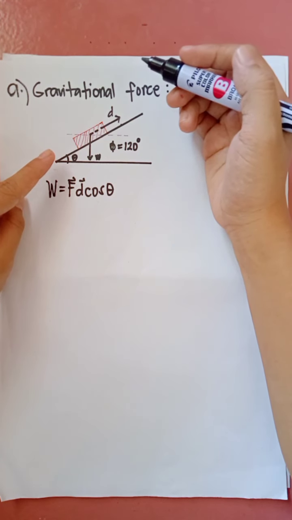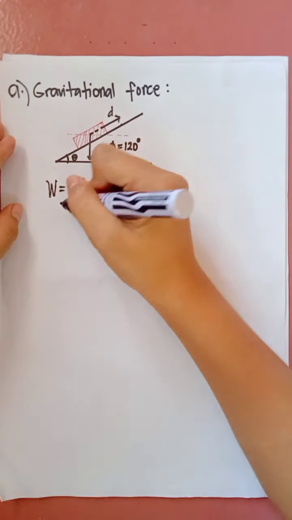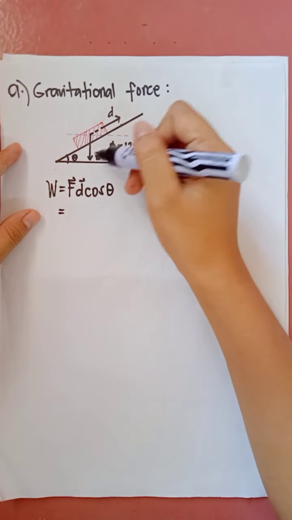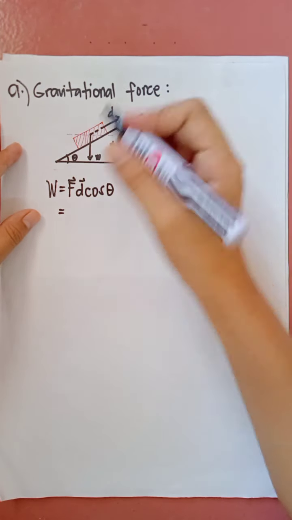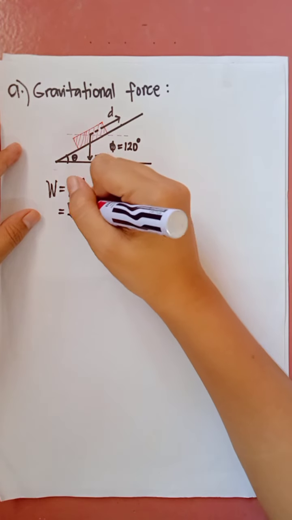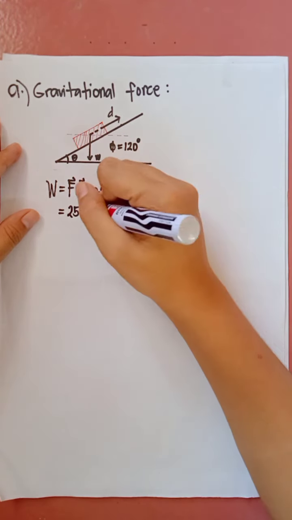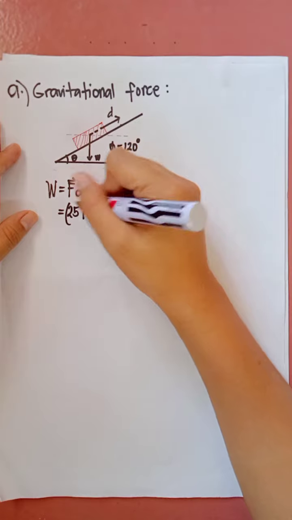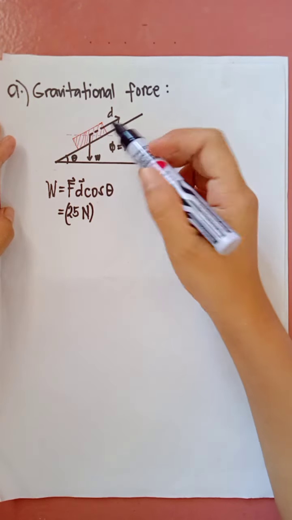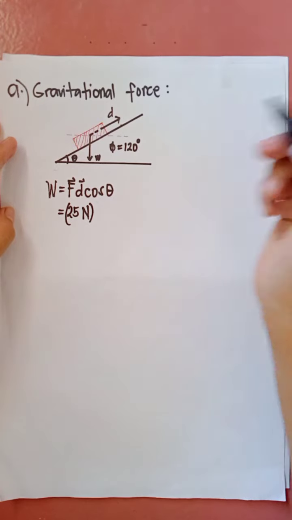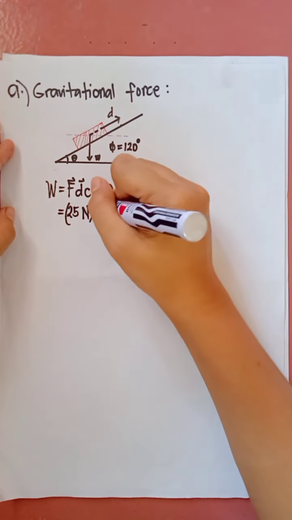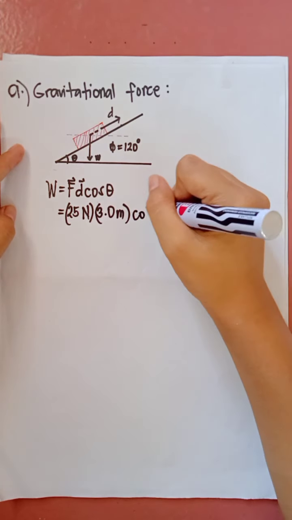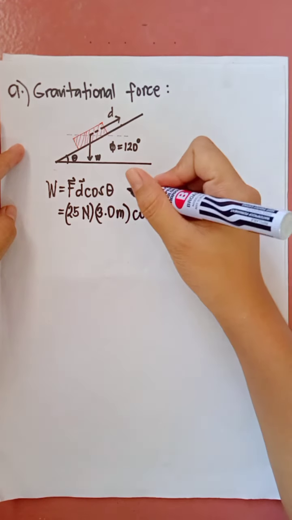So it's time for the substitution. For the force, gravitational force, we have weight. How much is the weight? That was given earlier as 25 newtons. And then displacement is, diba, it is upward. So it's this line right here, and the magnitude is 3.0 meters, and then cosine theta.